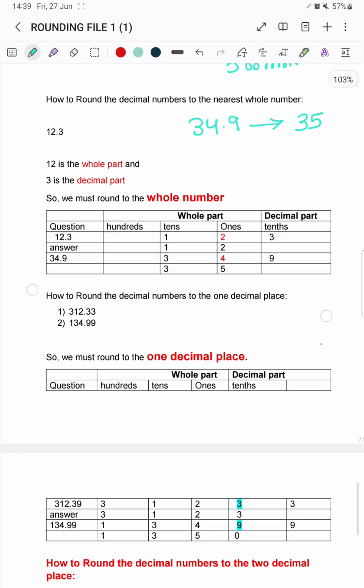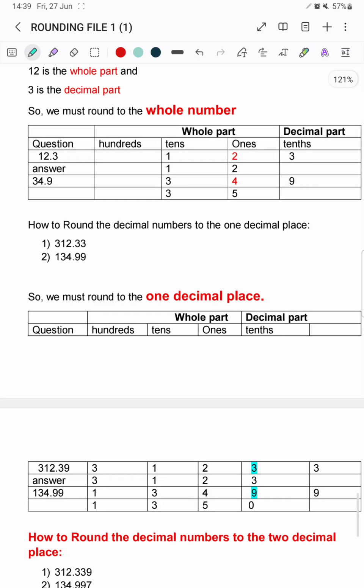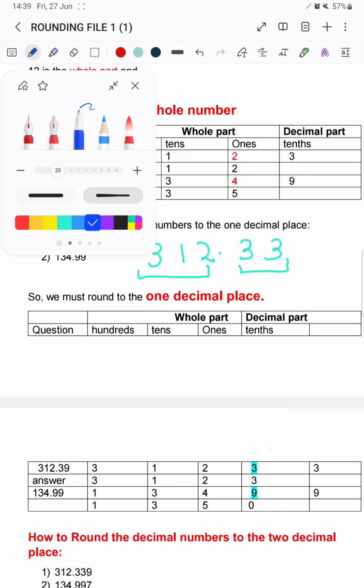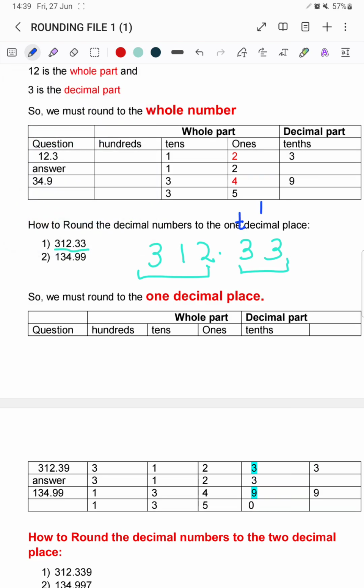Let's go to our next example, and that is how to round decimal numbers to one decimal place. Now we have the number 312.33. This number has a whole part as well as a decimal part. Now these questions can be done in a direct way, because I have to answer to one decimal place. So one decimal place is here, that is the 10th position. So I have to answer up to here. There should not be anything written after this one decimal place.